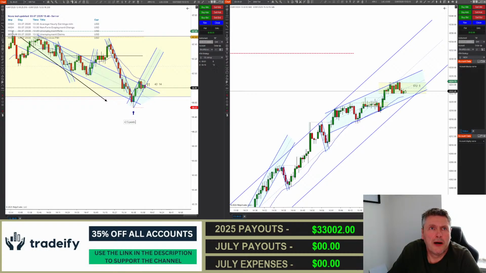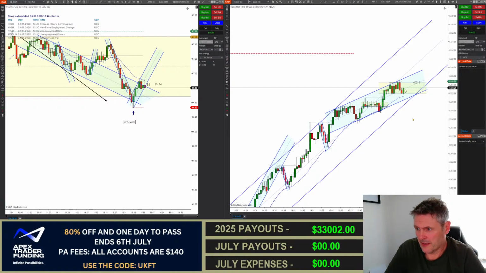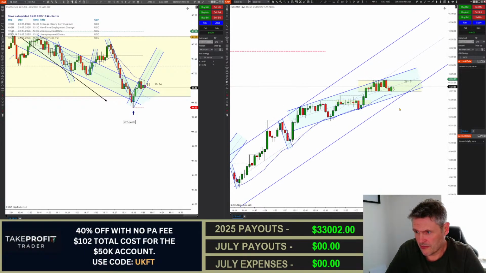Let's flick Bart on. Switch his volume off. What's he got? Yeah, he's got that bigger channel as well. There is a bounce there. You may call that a triple test. There's just no room to the highs.